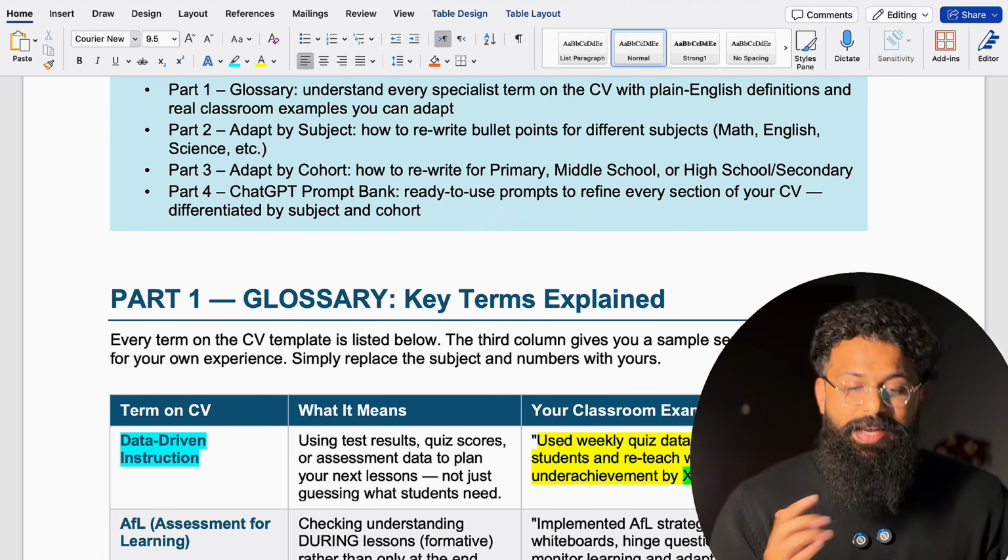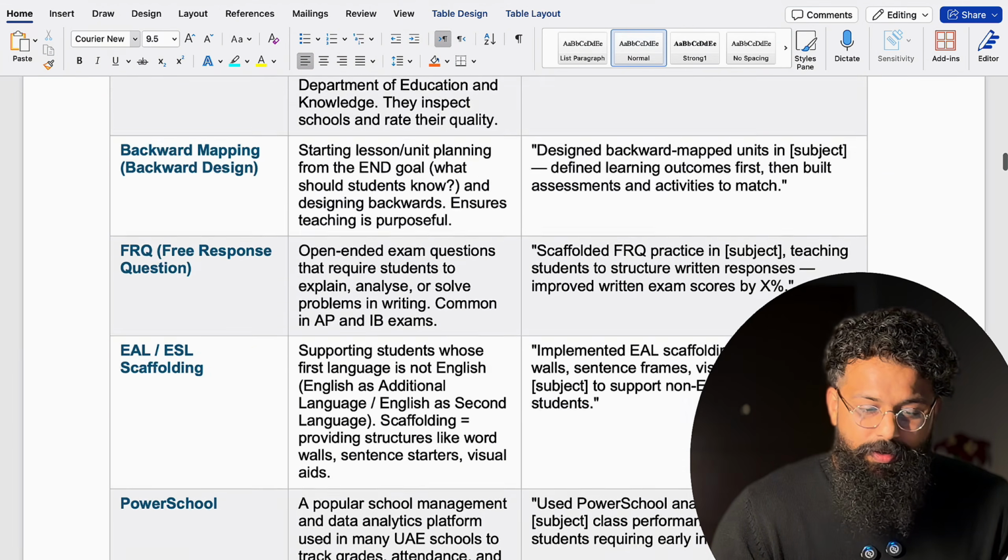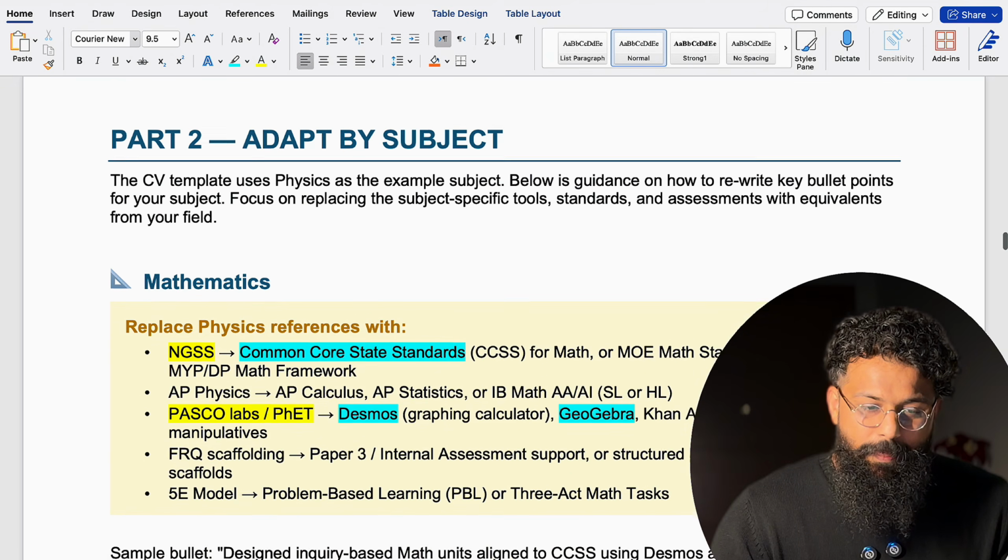Now moving to the next part. The next part is basically the subject. Now, this is for those of you who are not a physics teacher, because my CV is built around AP, around IB physics. But if you are a mathematics teacher or an English teacher, a science teacher or a humanities teacher, I've written out exactly what you need to swap.